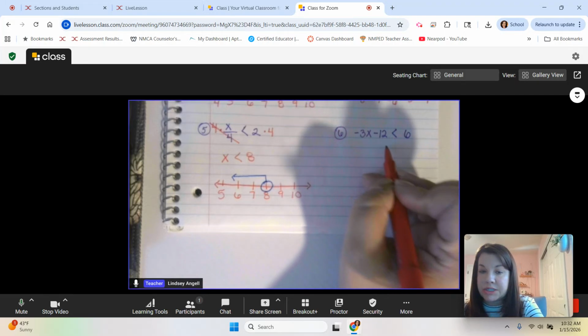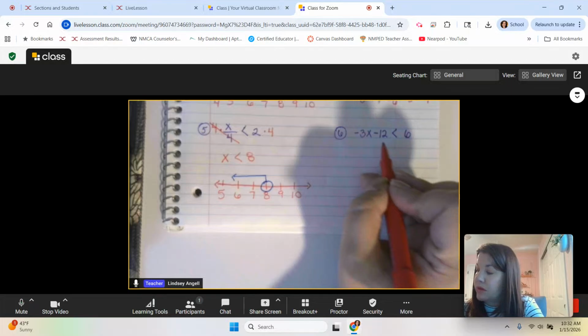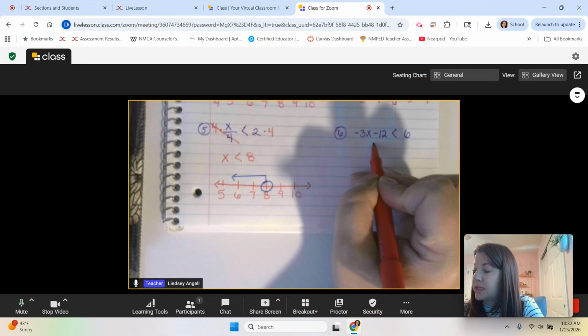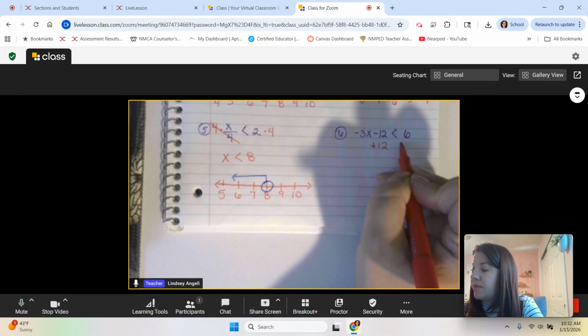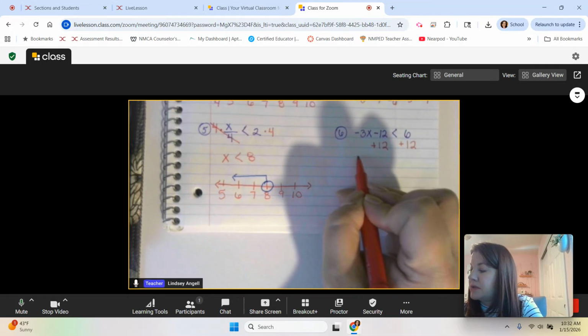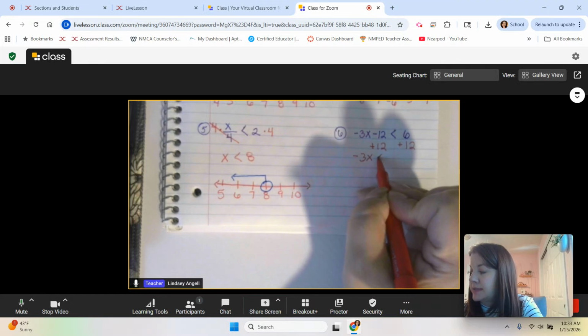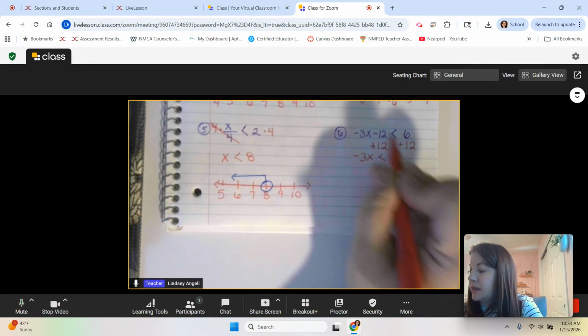Number 6, a two-step problem. First I'm going to get rid of my addition or subtraction. So right now I'm subtracting 12. To get rid of it, I'm going to add 12 to both sides. That leaves me with -3x is less than 18.